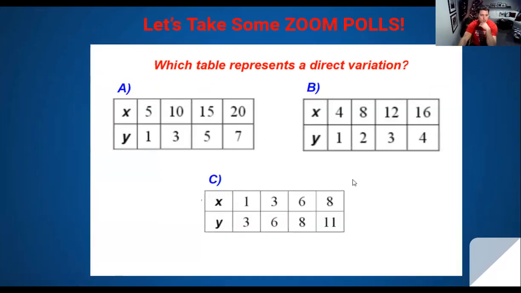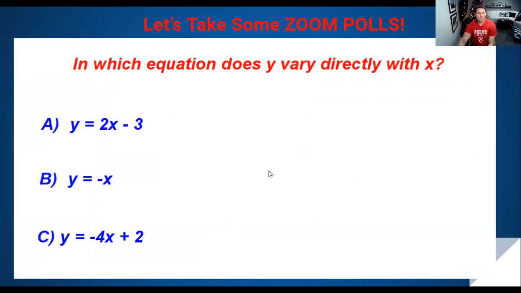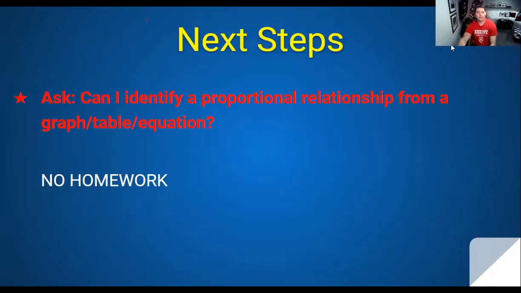Number 2, which table shows a direct variation? The majority of you chose B in this one as well, and you would be correct because B shows y divided by x is equal throughout the whole table. So B for number 2. And then number 3, which equation shows y varying directly with x? The majority of you chose B here, and you would also be correct if you chose B because that one is y equals a number times x with a y-intercept of 0. Very good. Okay, excellent job. I'm going to stop.